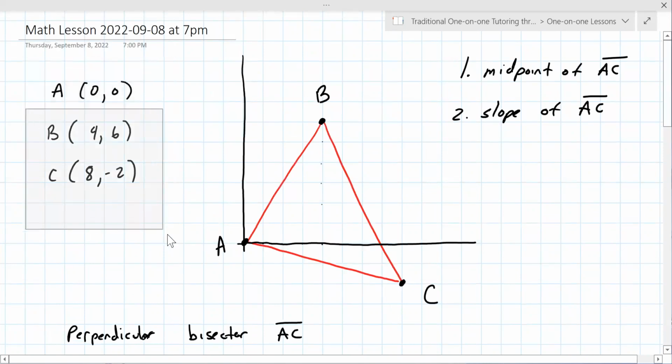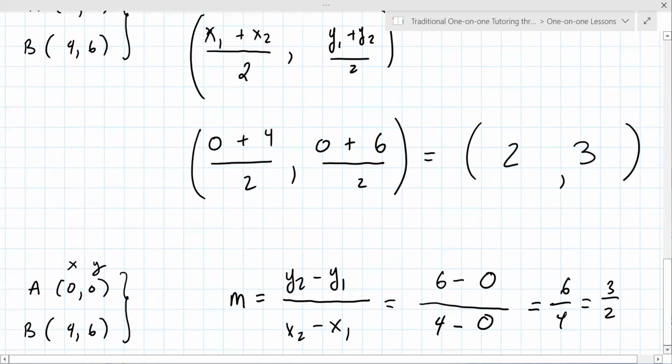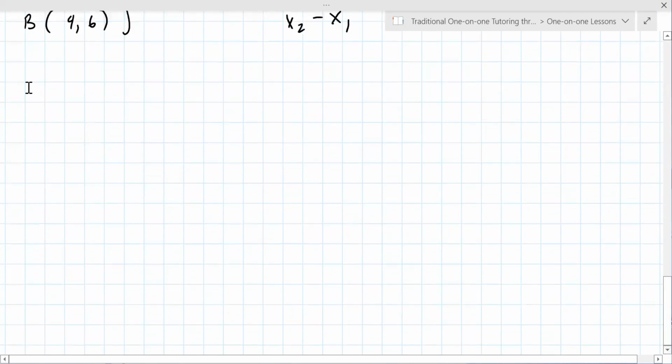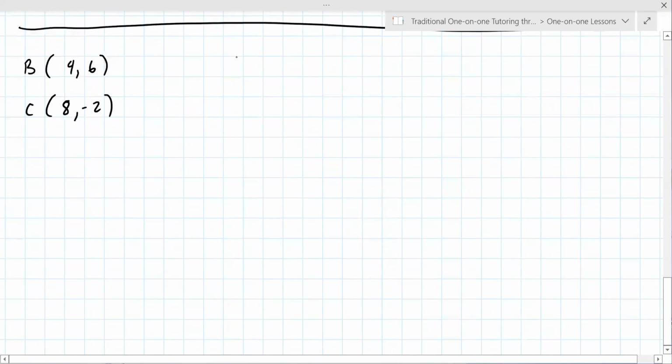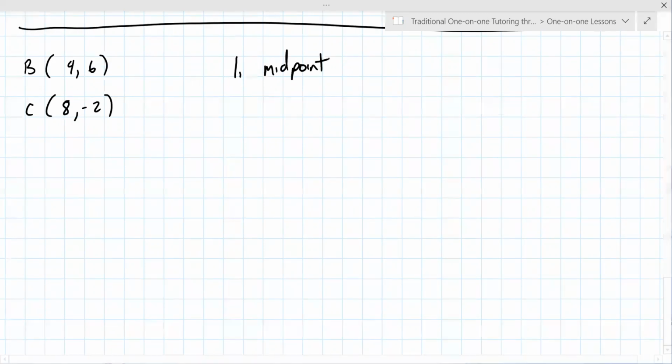Okay, so our last set of points here, we're now going to do B and C. We're going to do the same thing. We're going to find the midpoint and we're going to find the slope. So let's start with the midpoint. You've got the formula, you've got pencil and paper. Go ahead and work it out for me. Tell me what you come up with.